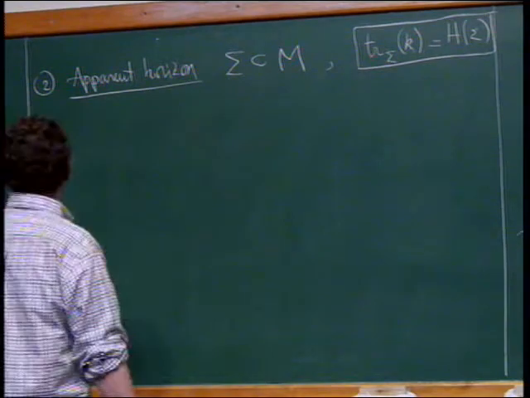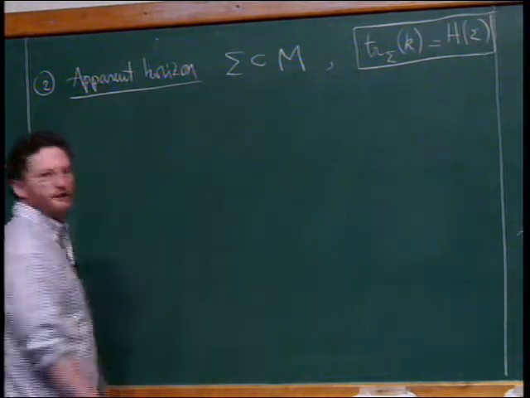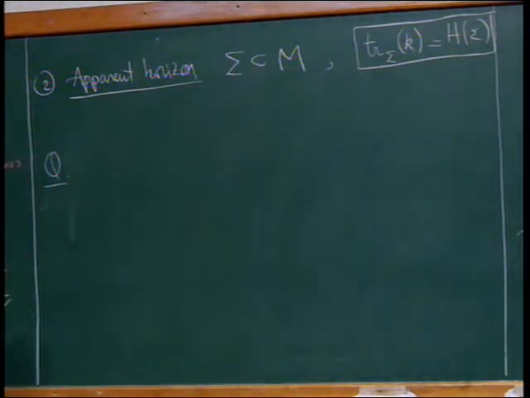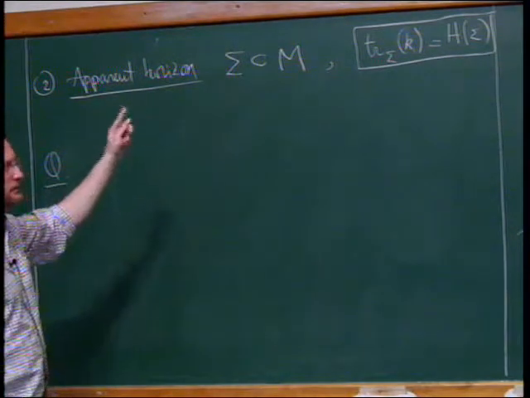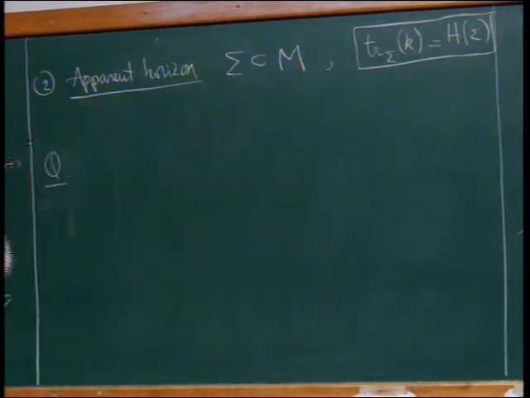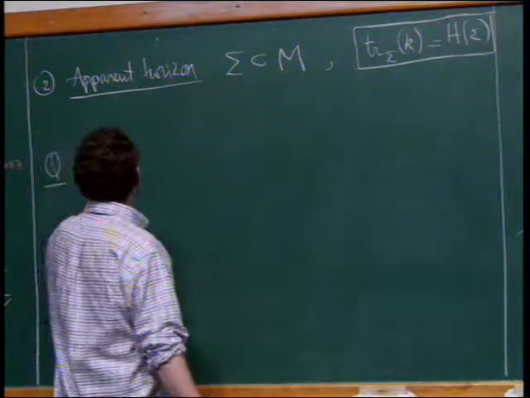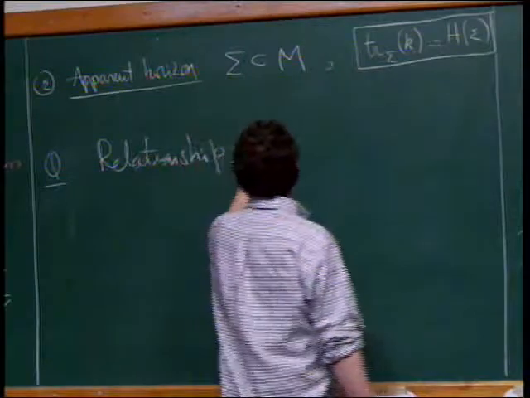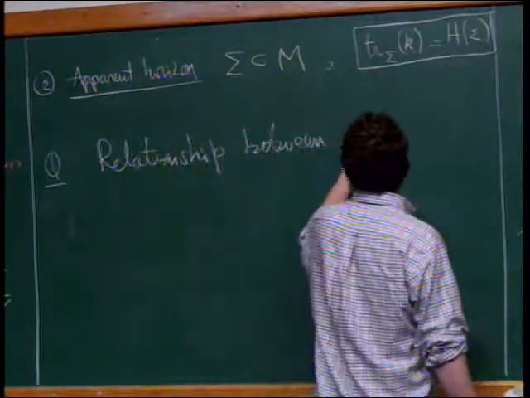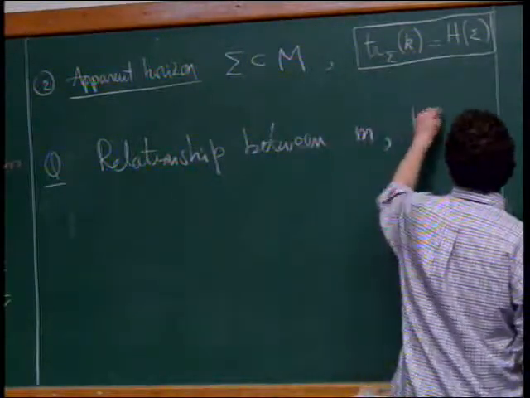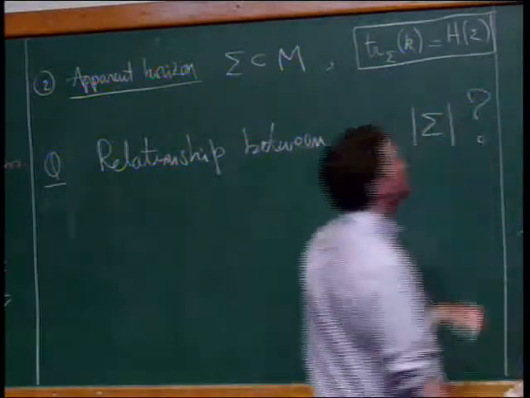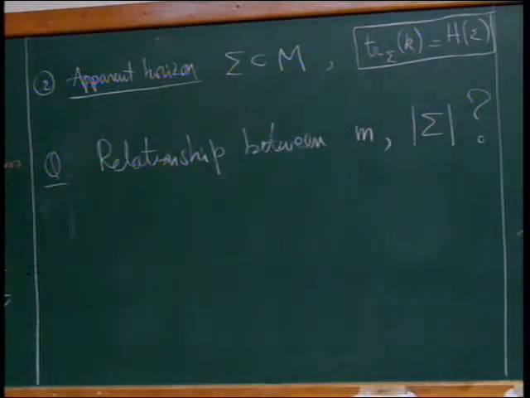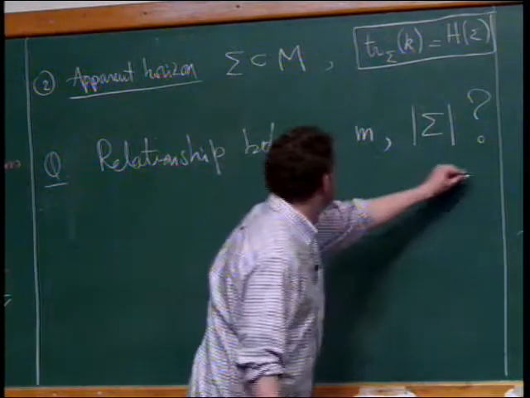And so now the title becomes, okay, we have an apparent horizon, so we have some hypersurface, we have the ADM mass, so what's the relationship between, let's say, M and the area of this? So this is what we're going to be talking about next. So that's sort of the end of the introduction.